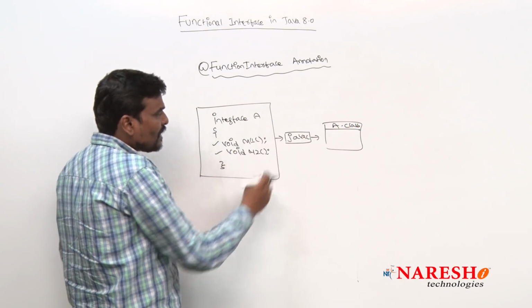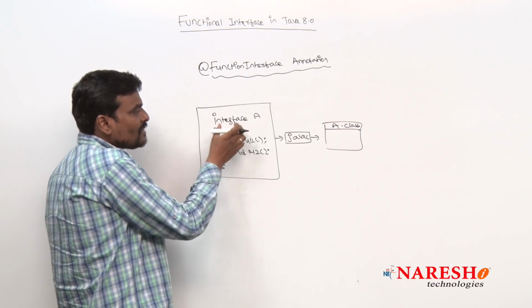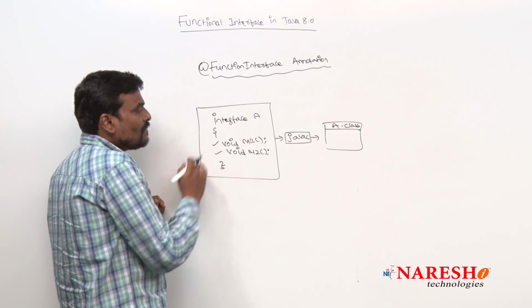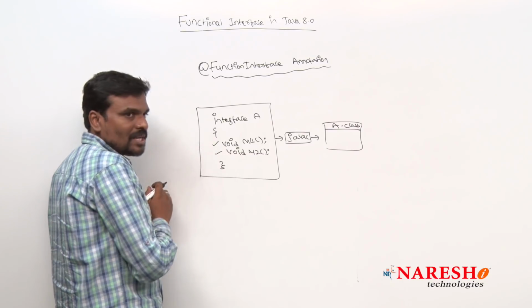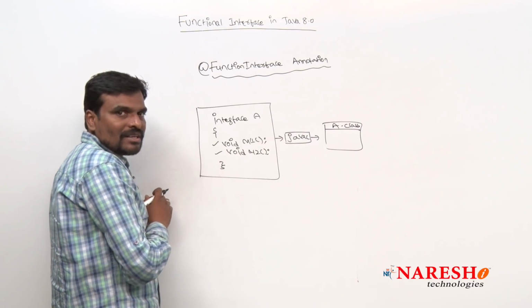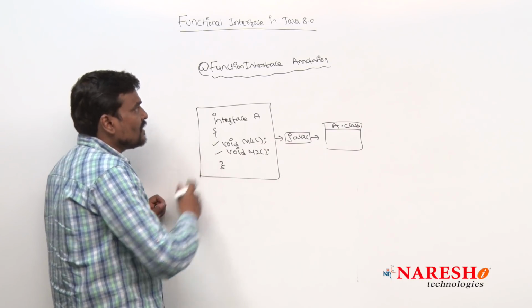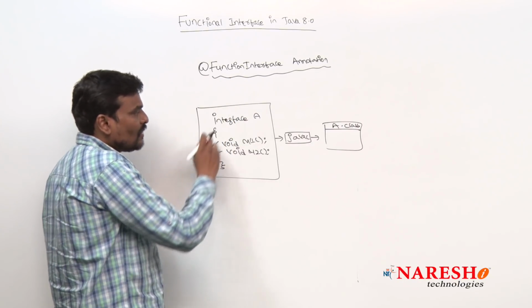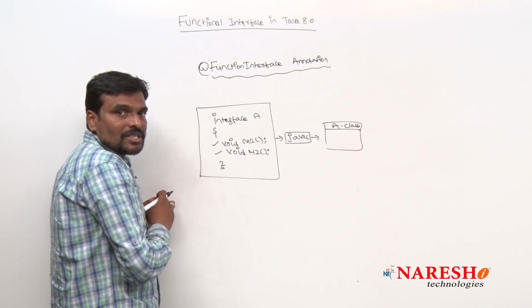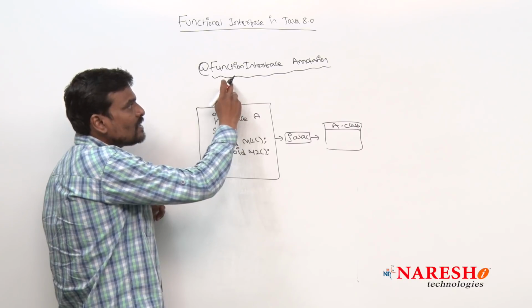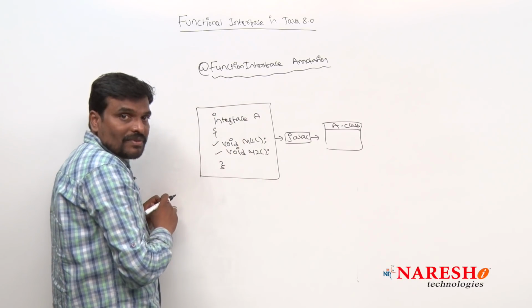Suppose I want my compiler to verify, because I am writing a functional interface, that if I mistakenly write more than one abstract method, my compiler should generate what? Error. For that, I will tell the compiler that this interface is a functional interface, by using an annotation called @FunctionalInterface.